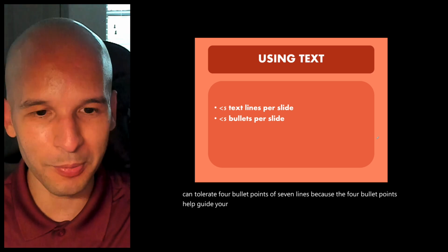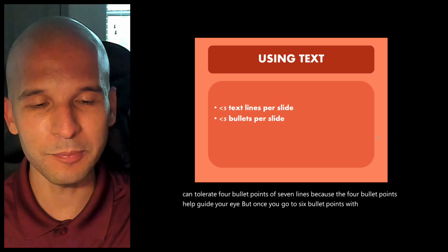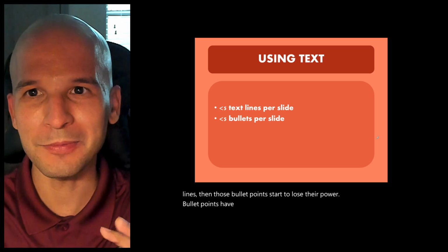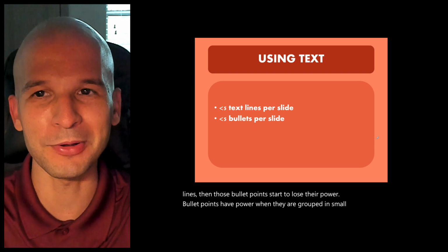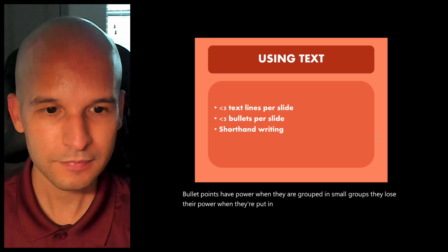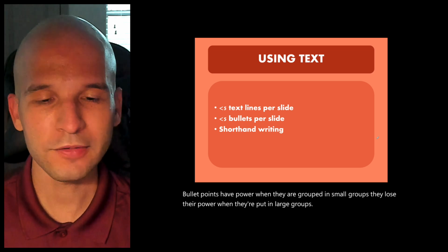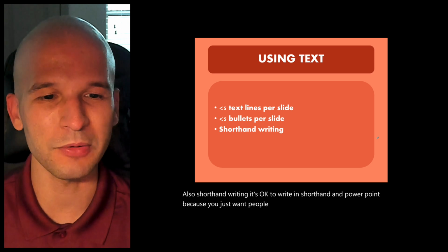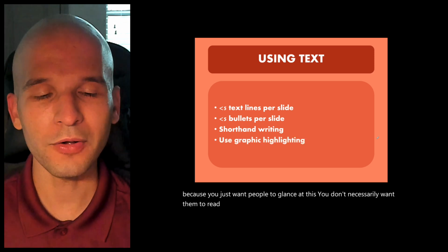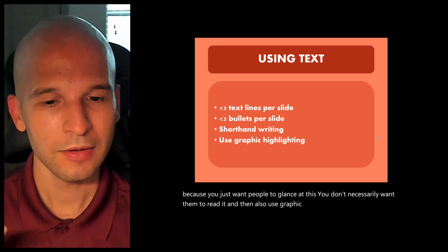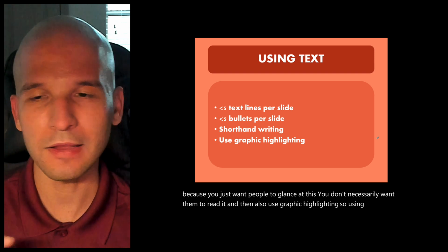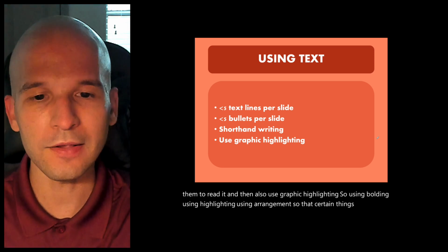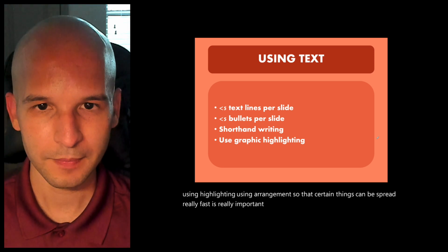But once you go to 6 bullet points with a bunch of lines, then those bullet points start to lose their power. Bullet points have power when they are grouped in small groups. They lose their power when they're put in large groups. Also, shorthand writing. It's okay to write in shorthand in PowerPoint because you just want people to glance at this. You don't necessarily want them to read it. And then also use graphic highlighting. So using bolding, using highlighting, using arrangement so that certain things can be sped read really fast is really important in PowerPoint.